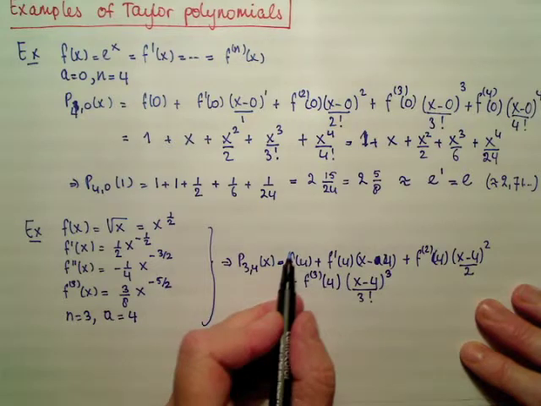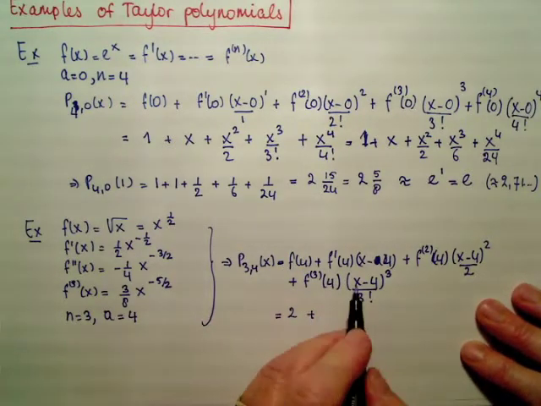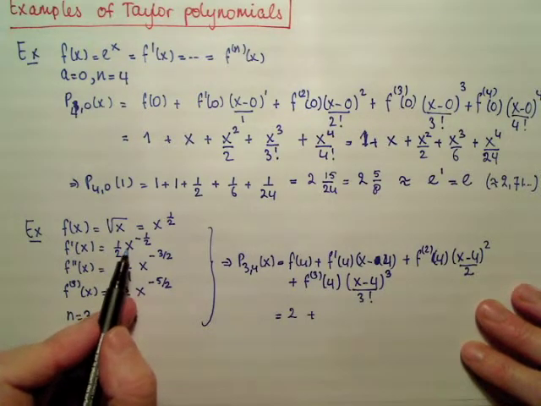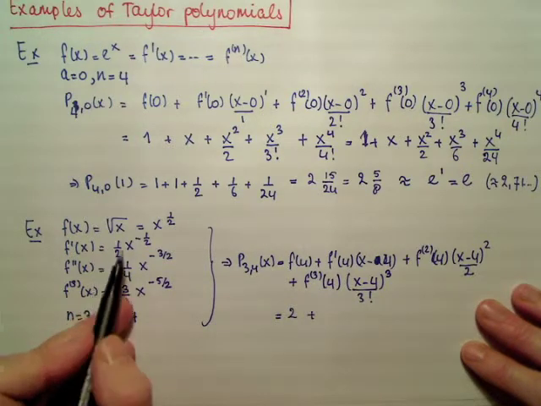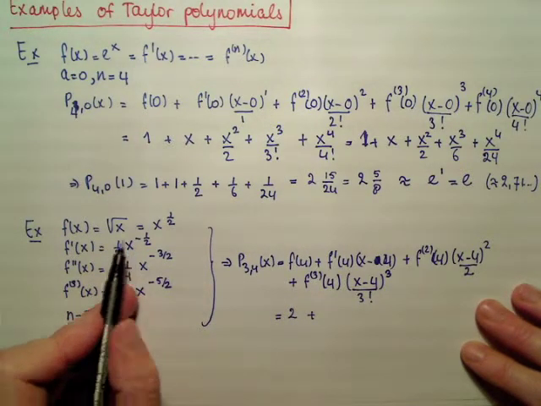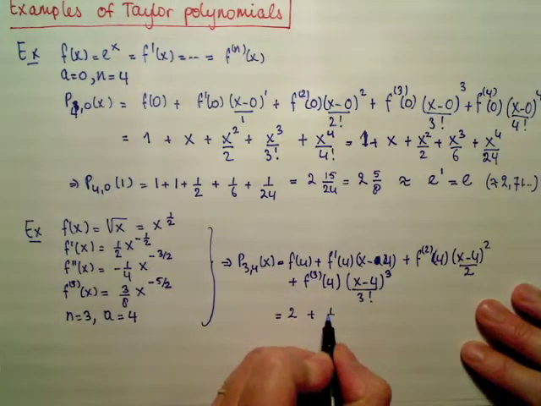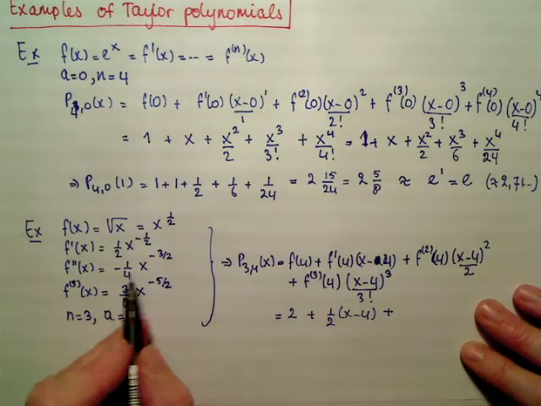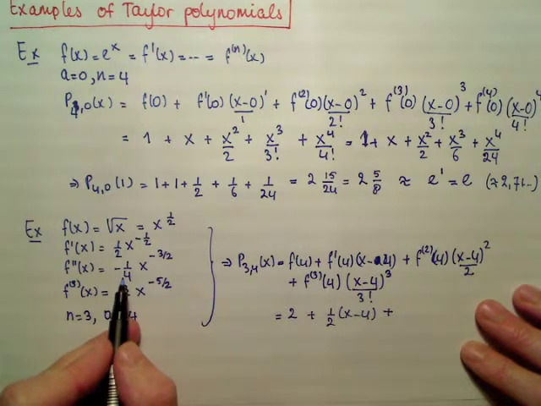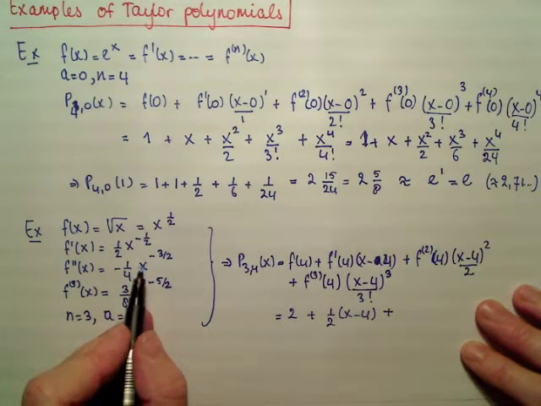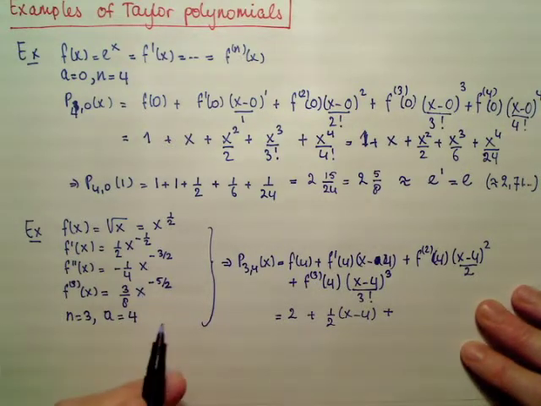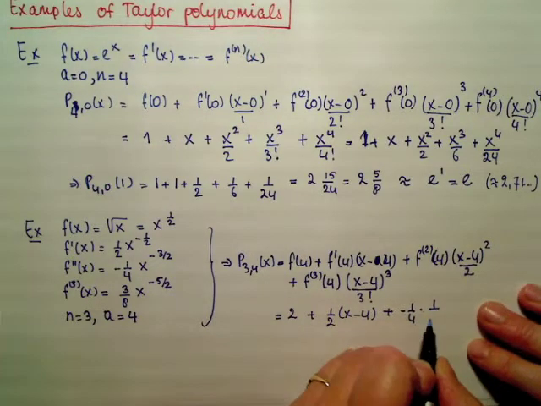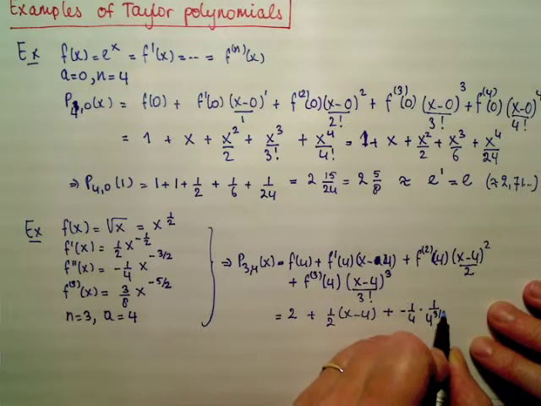Well, the square root of 4 is equal to 2. What is the derivative? It's 1/2 multiplied by 4 to the power minus 1/2. So it is 1/2 multiplied by 1 over the square root of 4, which is 1 over 2, multiplied by (x - 4). The second derivative at 4 is, well, we get minus 1/4 multiplied by 4 to the power minus 3 over 2. And so this is minus 1/4 multiplied by 1 over 4 to the power 3 over 2.